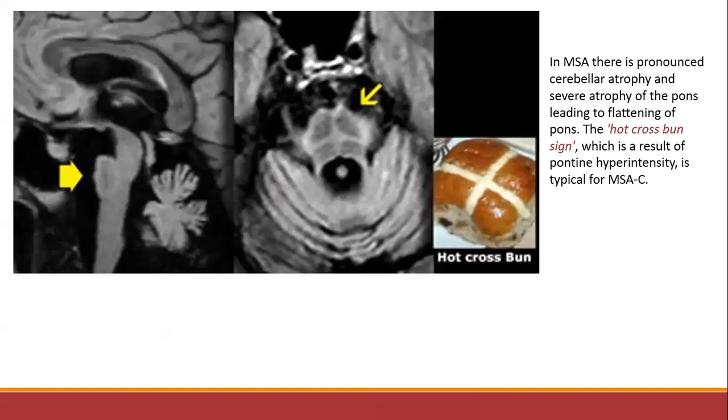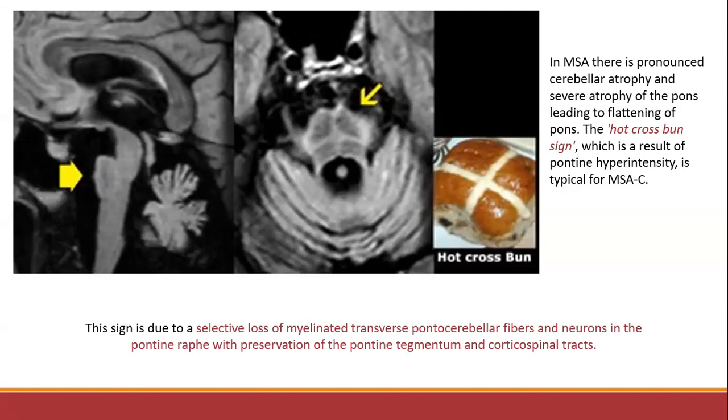So in MSA, there is pronounced cerebellar atrophy and severe atrophy of the pons, leading to flattening of the pons. So here you can see the usually convex pons is flattened. The hot cross bun sign is a result of the pontine hyperintensity and it is typical for MSA-C. You might see a patient with MSA-C, but the MRI might not show it. Many a time in the initial stage of the disease, the hot cross bun sign might not manifest.